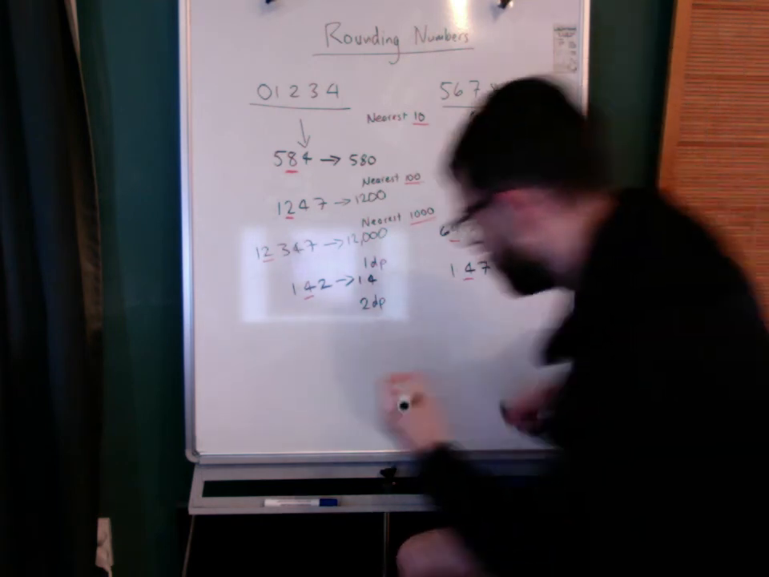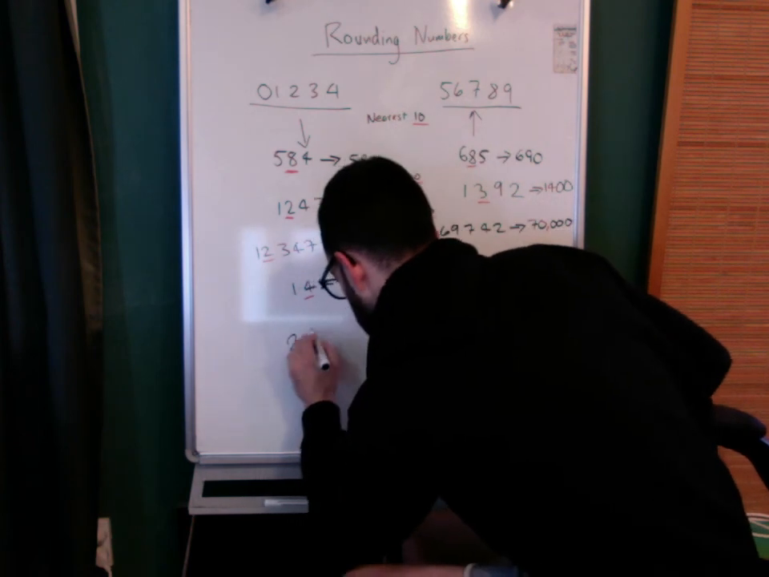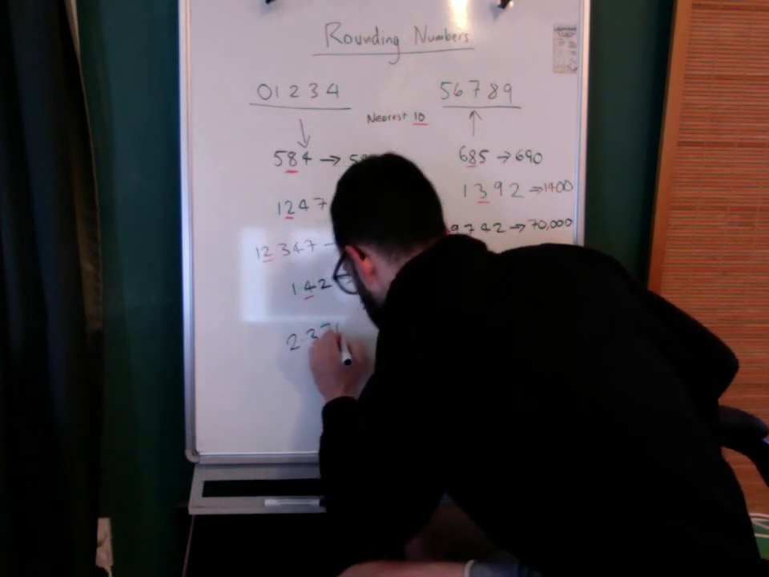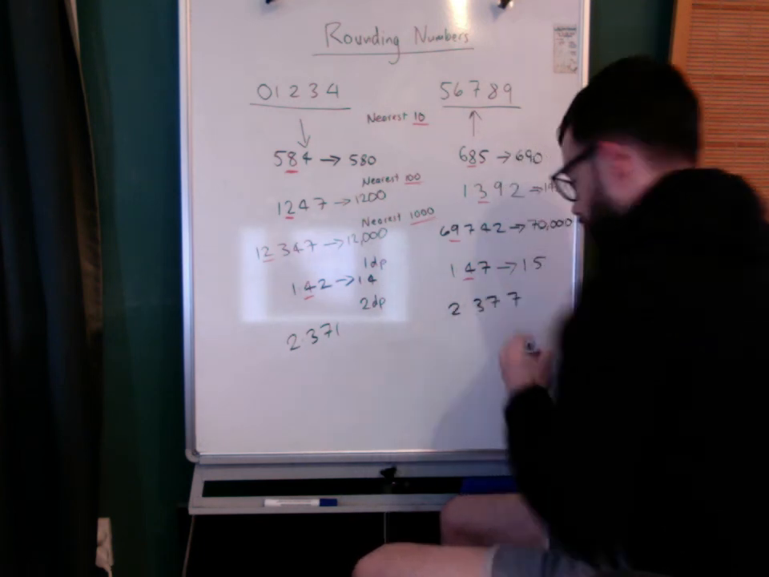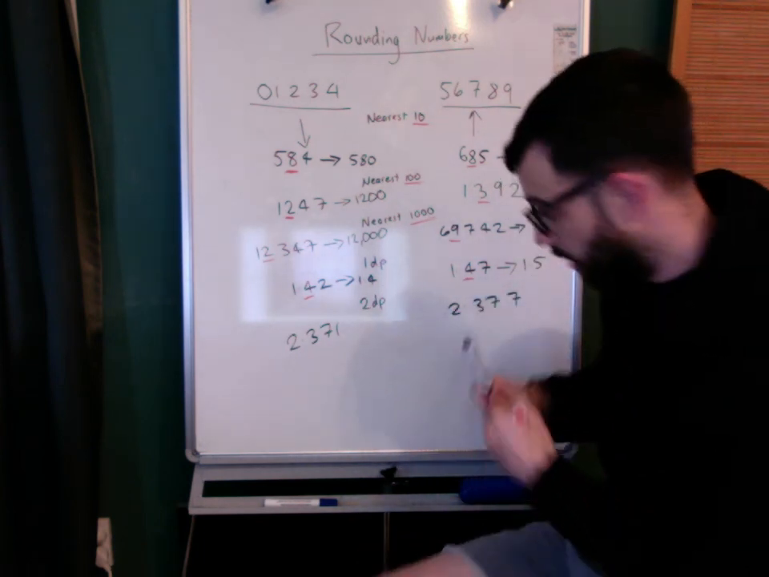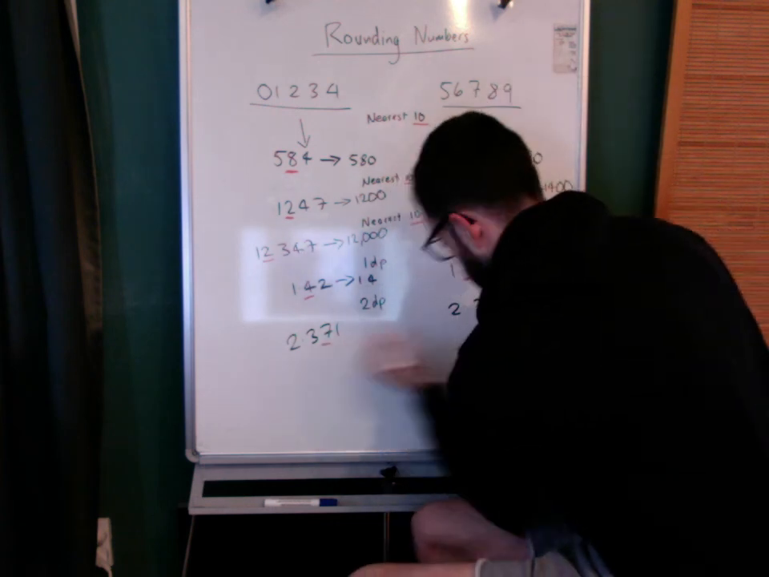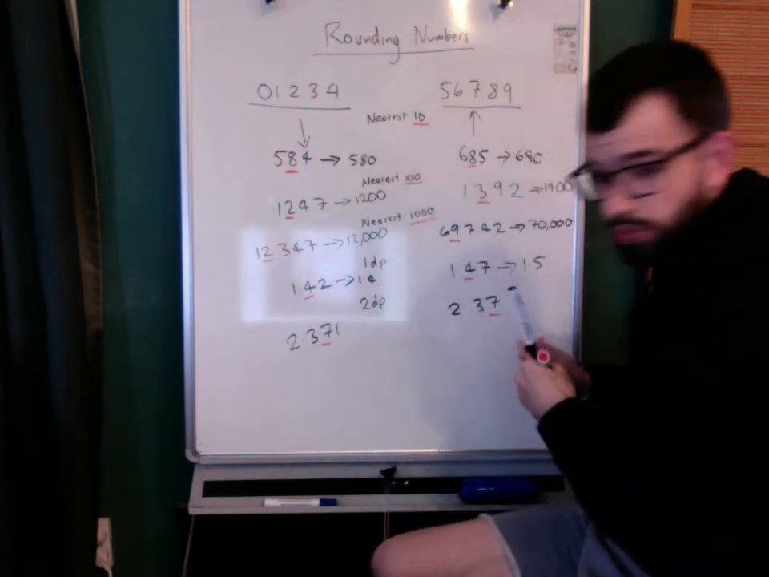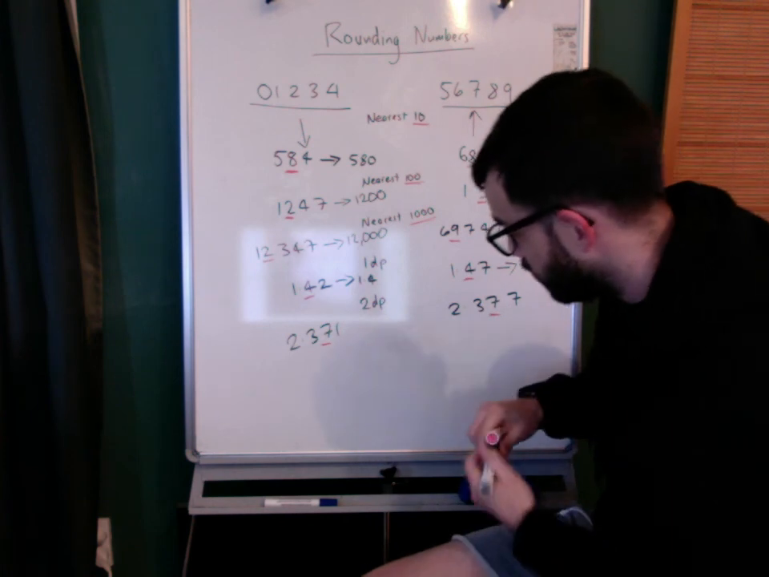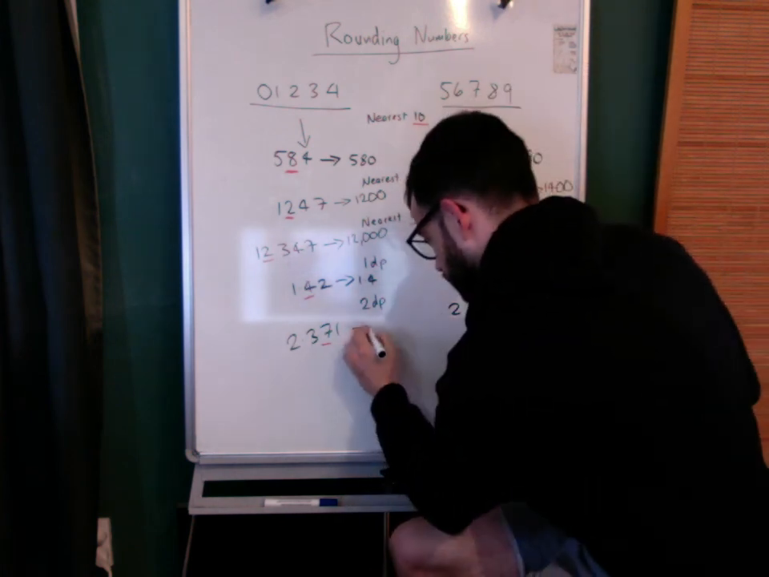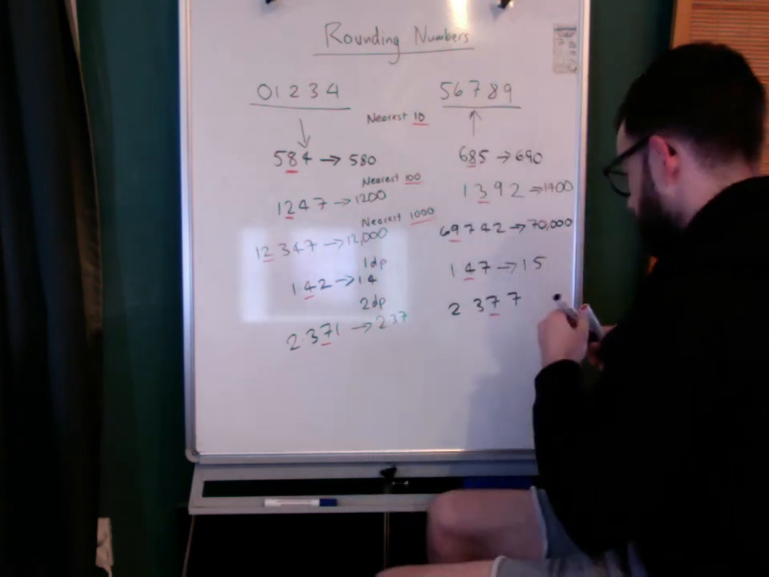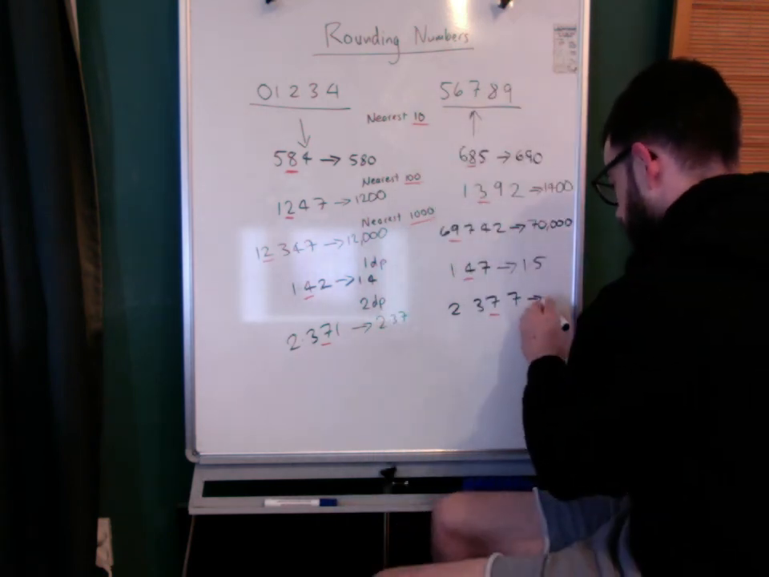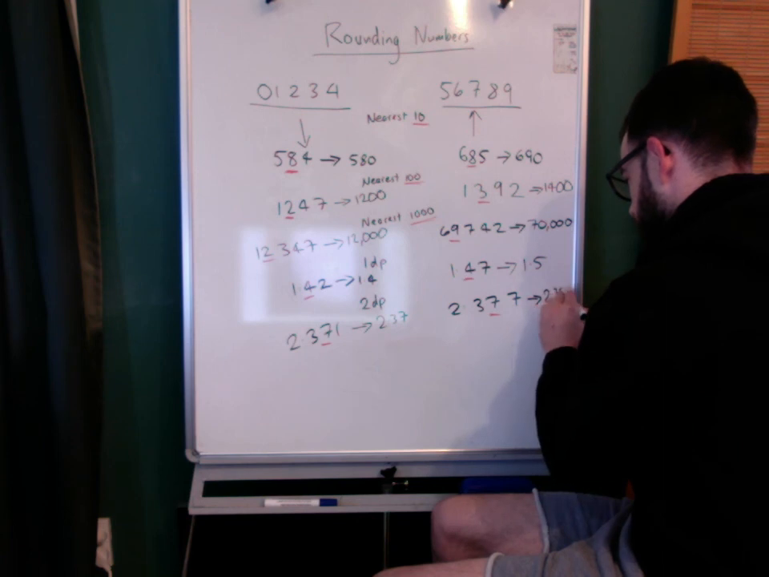And 2 decimal places is the same thing, except all we're doing is we're now getting it to the second column. So we look at it. The number after the 7 is a 1, so it's a down number, so we get 2.37. And here, the number after the 7 is an up number, so we get 2.38.